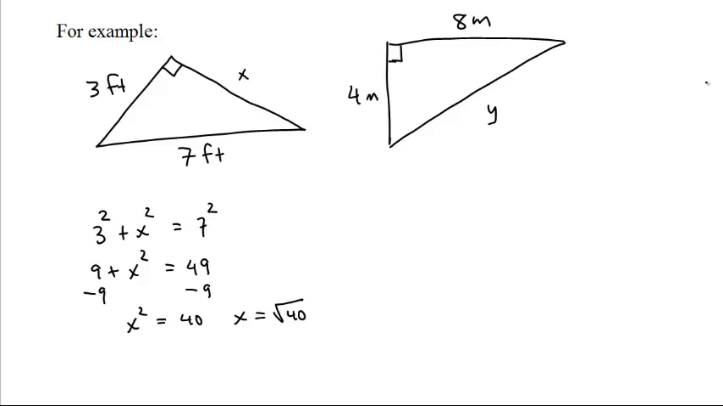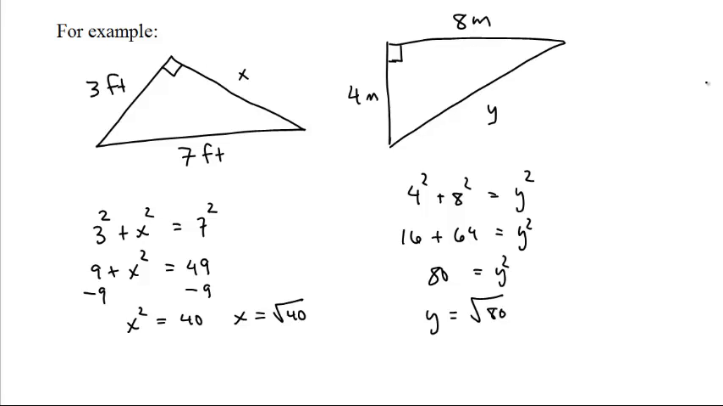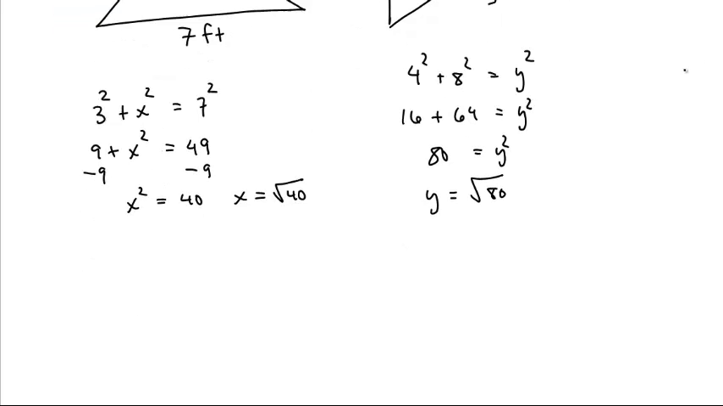On the other one, we have 4 squared plus 8 squared equals y squared. The y is the longest side now. And 4 squared is 16, and 8 squared is 64, and 16 plus 64 is 80. So y has to square to be 80, so y is the square root of 80. Again, plug it into a calculator and figure it out. Now, we can do this because these are right triangles.